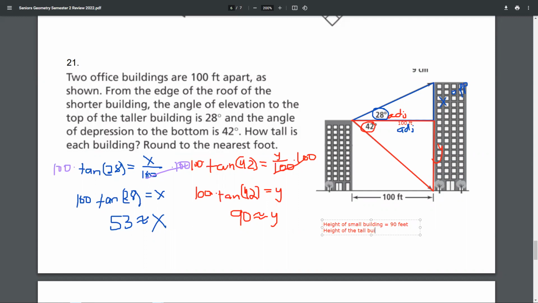And then the height of the tall building is going to be equal to 90 plus 53, which is going to equal 143 feet. Okay, so your tall building there, right, is this entire thing, oops, wrong color. Right, this entire thing. So you're going to add x, which is 53, plus y, which is 90. And then the small building is just simply that height, which is 90. All right, and that's it for the topic 7 and 8 review for the final.